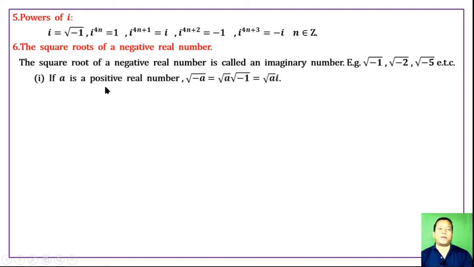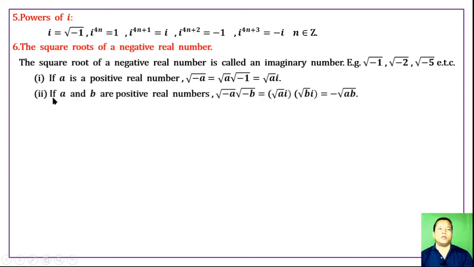If a is a positive real number, square root of minus a is an imaginary number which can be written as square root of a into square root of minus 1. Square root of minus 1 can be represented by I, from which we learn that any imaginary number can be expressed as the product of two numbers. One is a real number, the other is I, the fundamental imaginary unit.